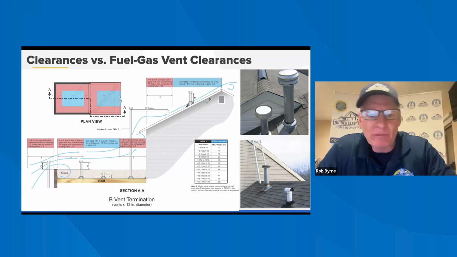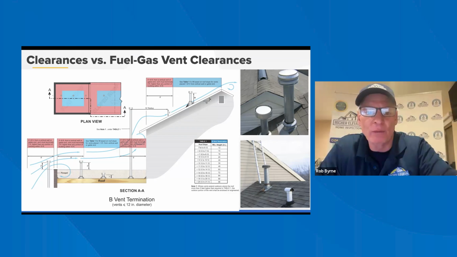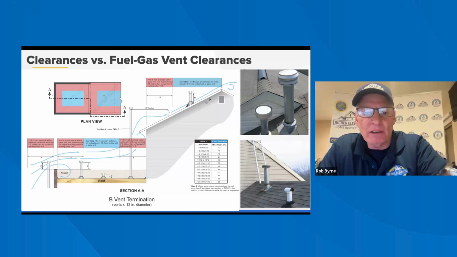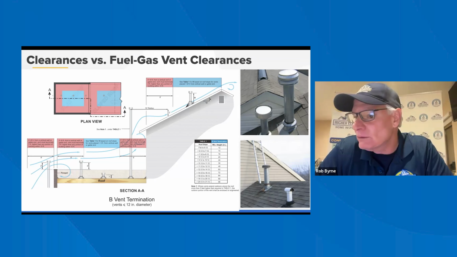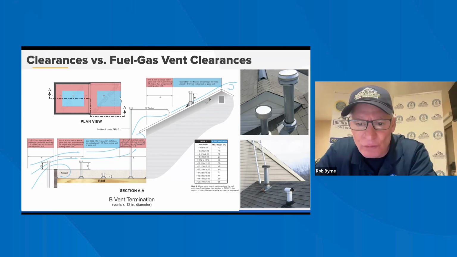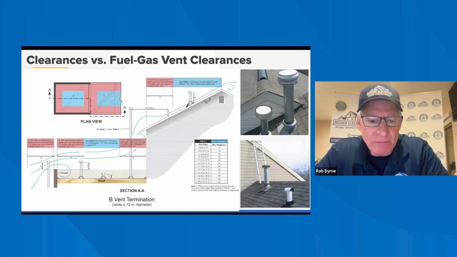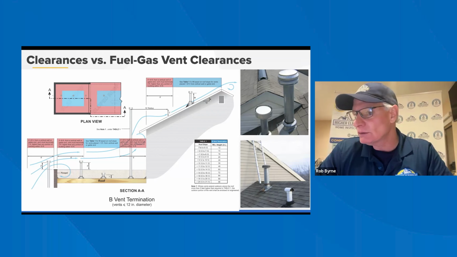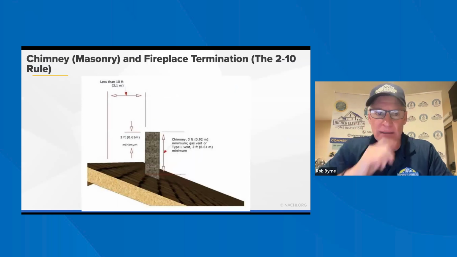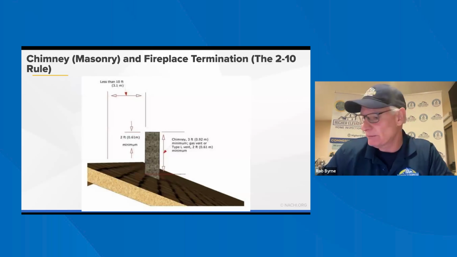That's a good illustration to show the airflow, and then obviously, you've got a 10-inch radius from the roof. This is all good stuff to look at and understand. I think there's a roof slope height. Yeah, that's good. B vent termination, how it is, the clearance above the roof. So that's all good stuff. There are several types of venting. Yep, we talked about that. Let's see what we got here. Chimney, masonry, and fireplace termination.